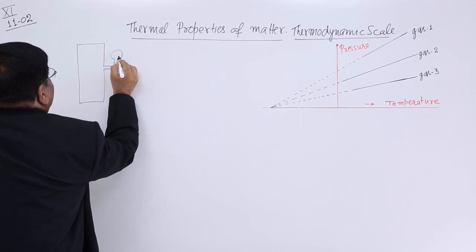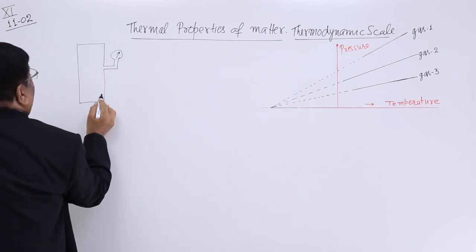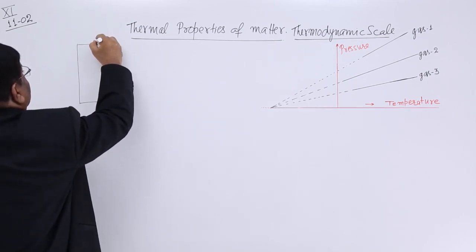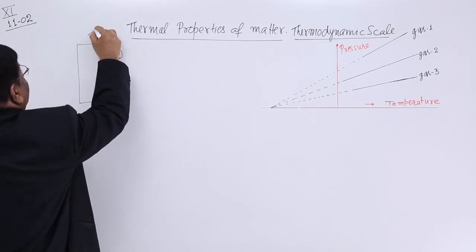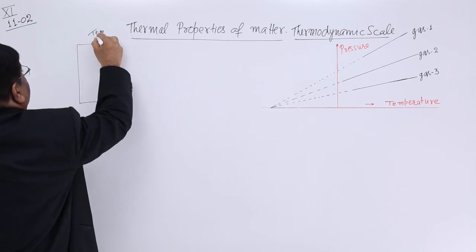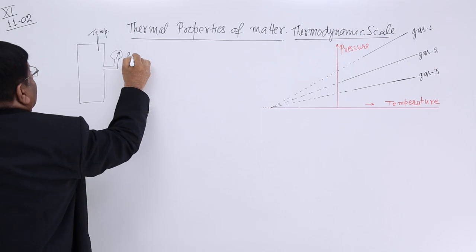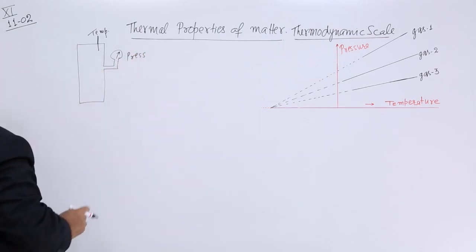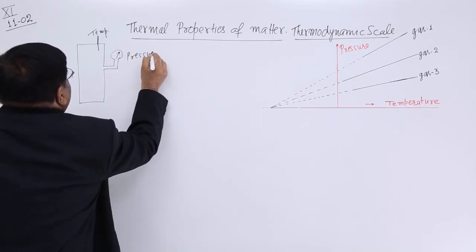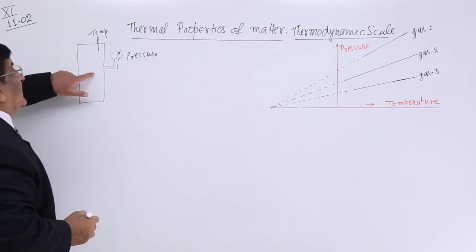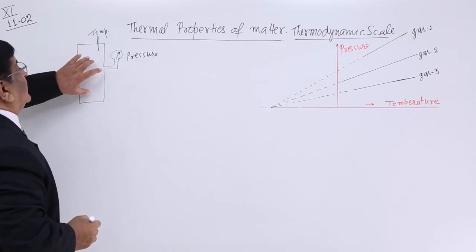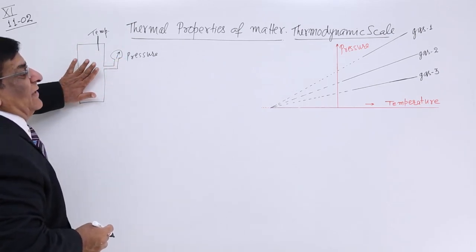pressure gauge here. Now there is a temperature gauge here. Okay, we are measuring the temperature, we are measuring the pressure, and we find that when temperature is decreased, the pressure also decreases. Very simple case.